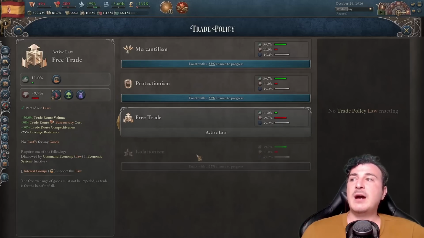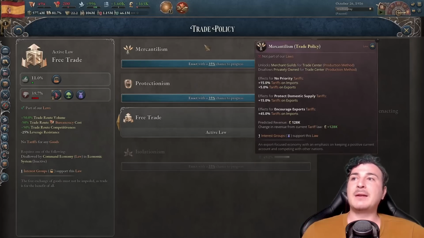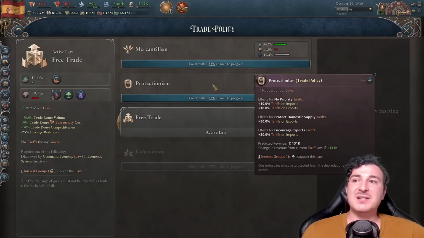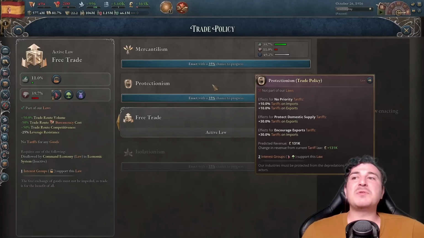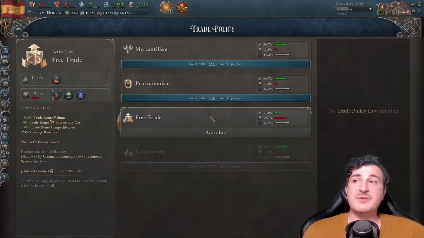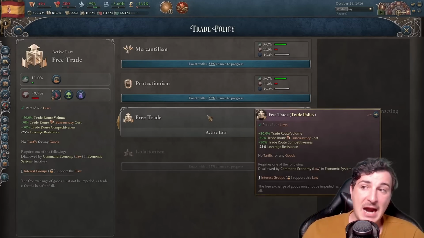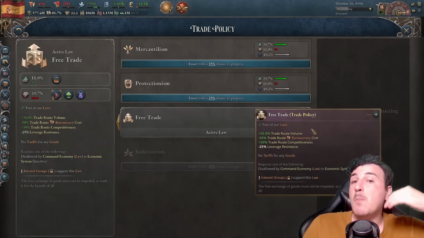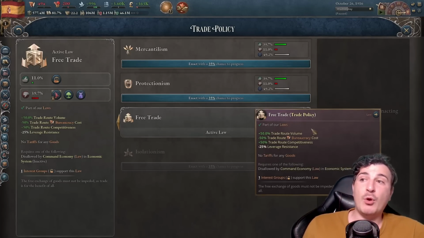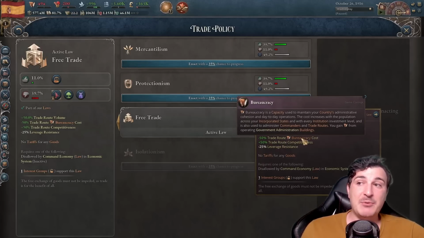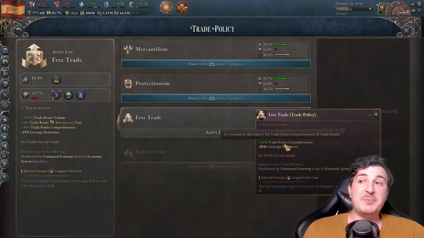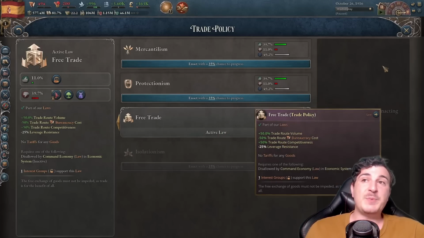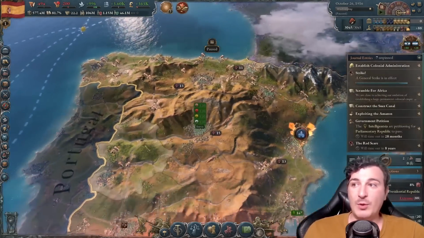Trade policy, isolation is bad. Mercantilism, meh. Protectionism can be so-so because you do get a little bit of money from tariffs, but the real money is for free trade, because free trade, despite not giving any tariff money, does increase the trade volume, so you can trade more by 50% more. It costs 50% less bureaucracy to trade, and you get 50% trade route competitiveness, which means more nations would be more willing to trade with you.